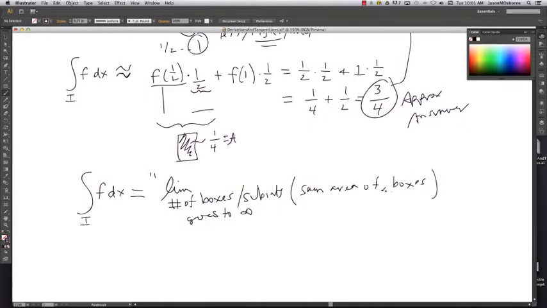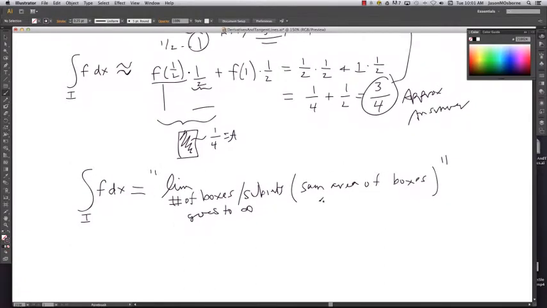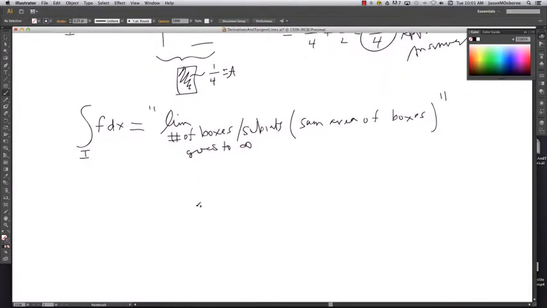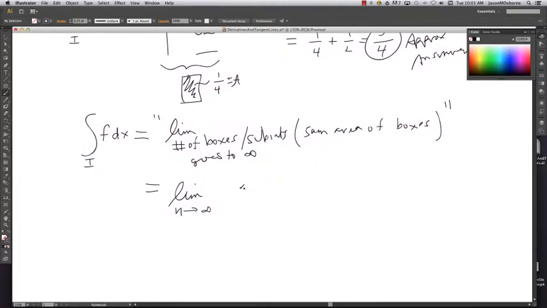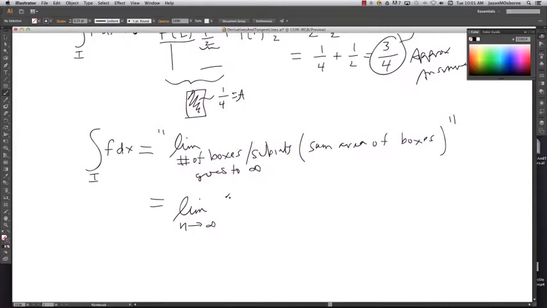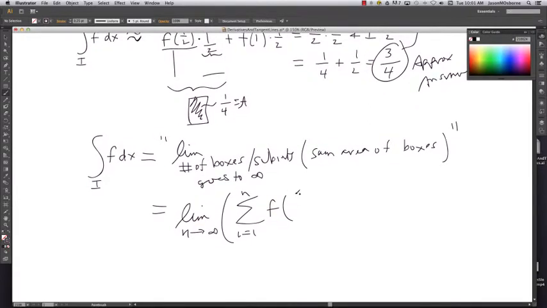We want to sum the area of the boxes as the number of boxes goes to infinity. So that has a name. We can write that down a little more formally. I could write that as the limit as n goes to infinity of the summation from i equals 1 to n of the function evaluated at, in this case, 1 over n, times 1 over n.